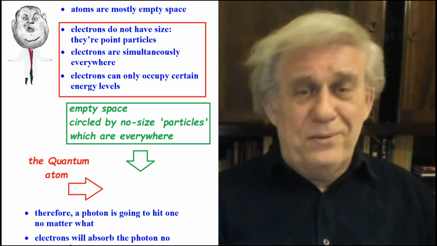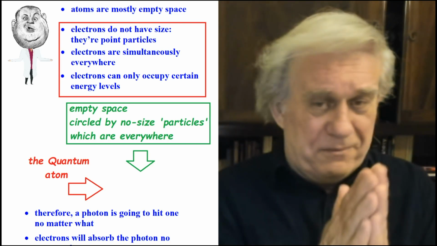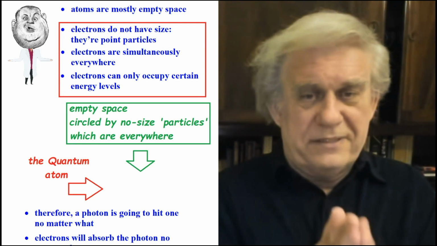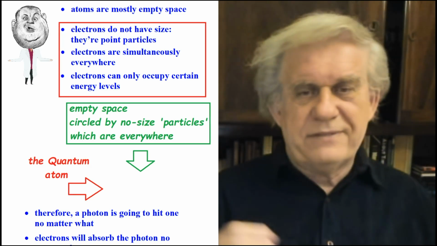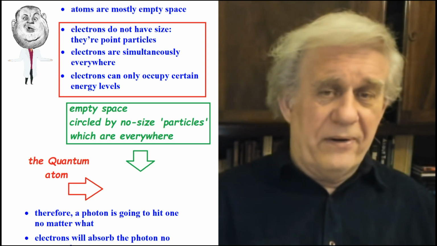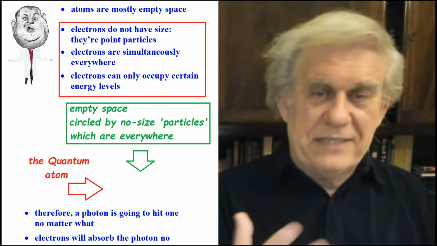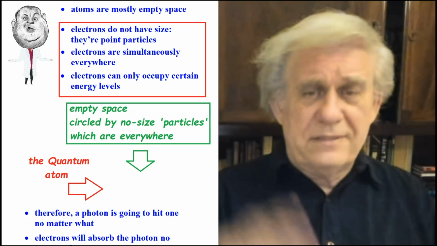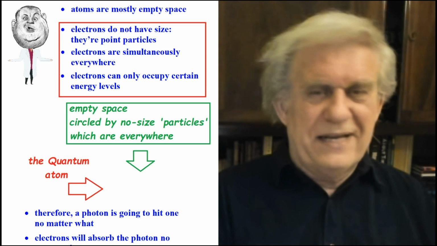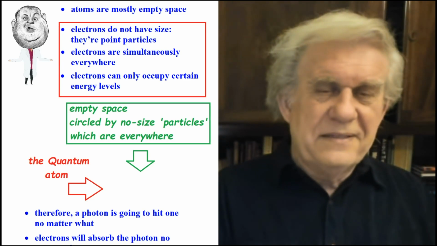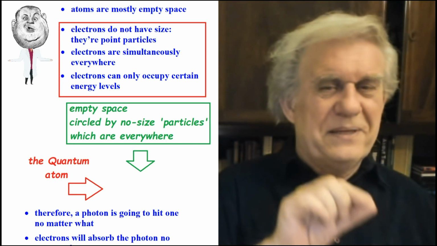Then he says something even weirder. He says electrons are simultaneously everywhere. These are his words, I'm not putting them in his mouth. You can look up his video. And it says electrons are simultaneously everywhere. So you have something that has no size, but it's everywhere. Covers the entire universe. I cannot even imagine what he's talking about at this point. And then he gives the final cherry on the cake, says electrons can only occupy certain energy levels in an atom. So we have something that has no size, which is everywhere, and which occupies only one energy level.